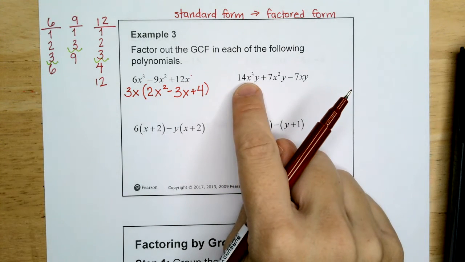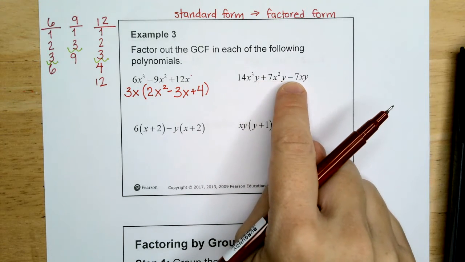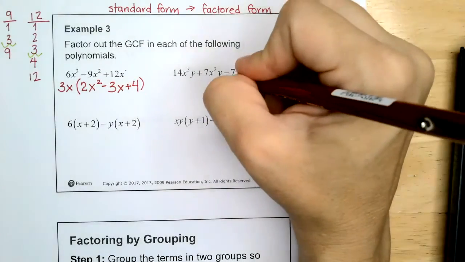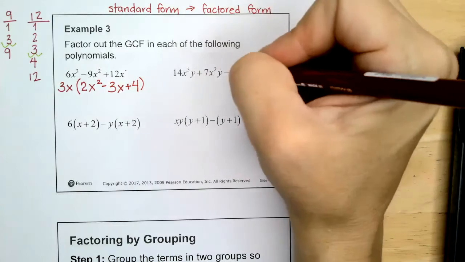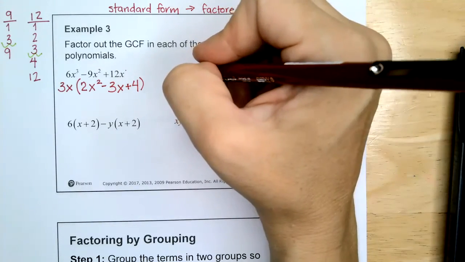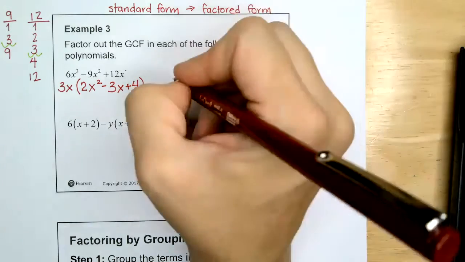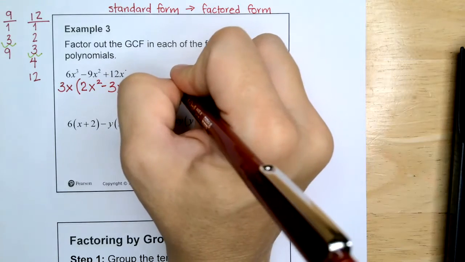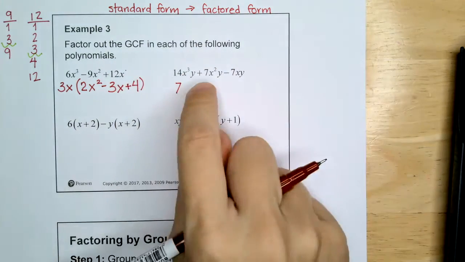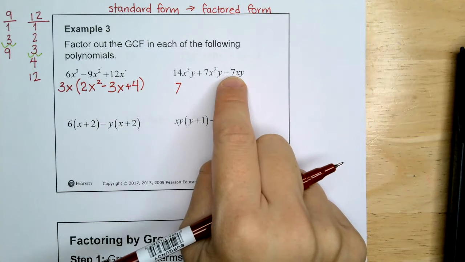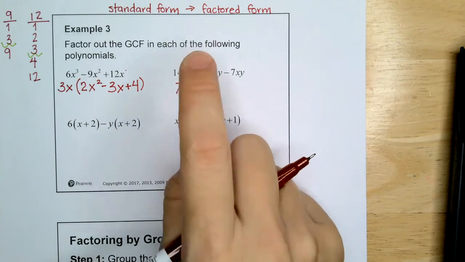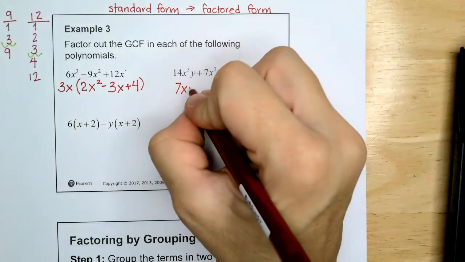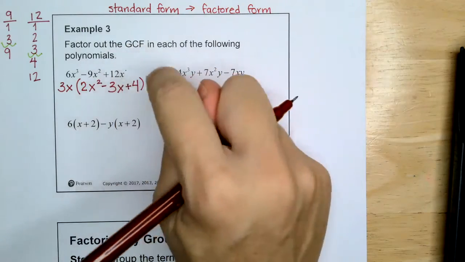14x cubed y plus 7x squared y minus 7xy. So 14, 7, and negative 7. Make sure we recognize that that's a negative. It's probably 7, right? Because 14, you can divide it by 7. 7, you can divide it by 7. So let's call the numerical coefficient 7. And then we have two different variable factors, x and y. The biggest x is just x to the first, and the biggest y is just y to the first as well. So our greatest common factor is 7xy.